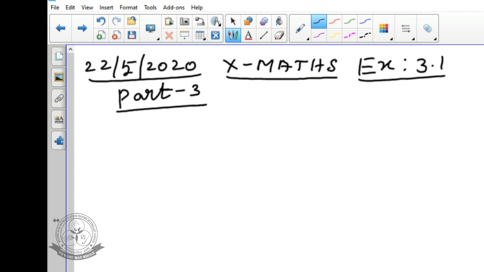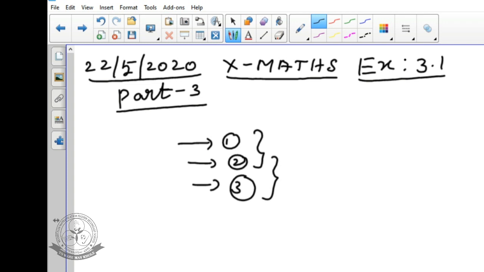First, suppose three equations are given. We first have to give them the names 1, 2, 3, keeping the equation numbers 1, 2, 3. Next we have to select any two equations from the given ones, from 1 and 2, or 2 and 3, or 1 and 3. Any two equations you have to select.